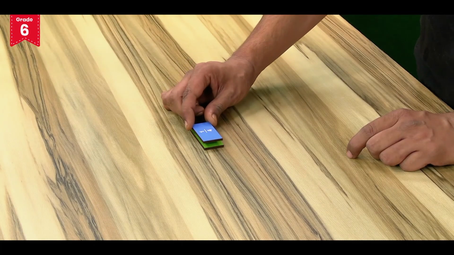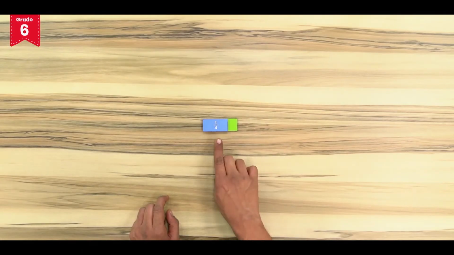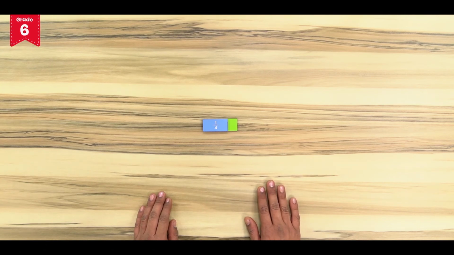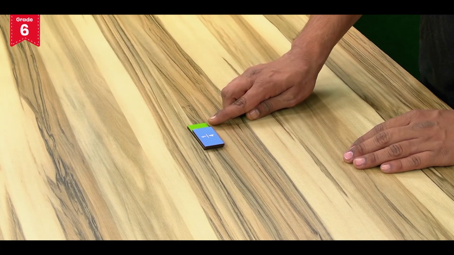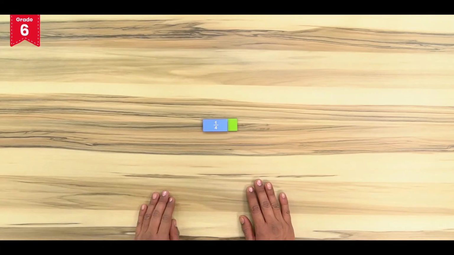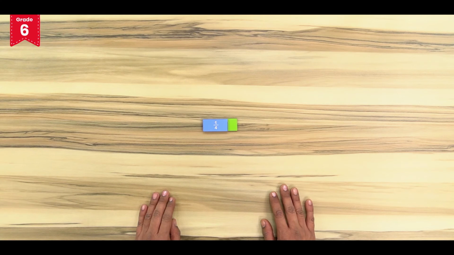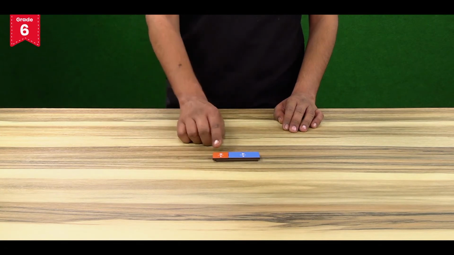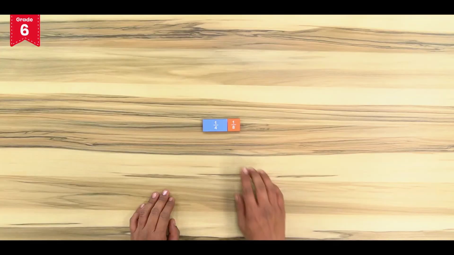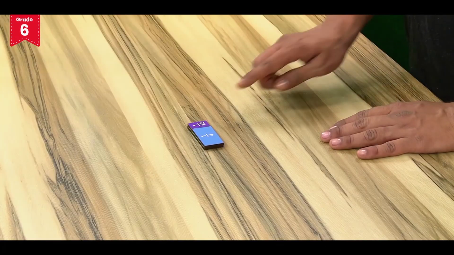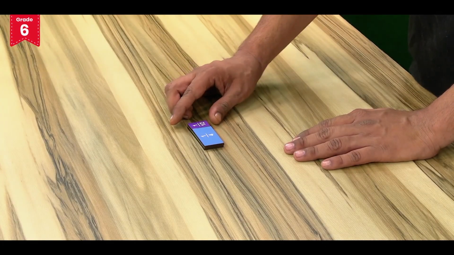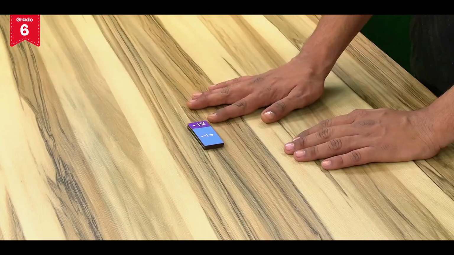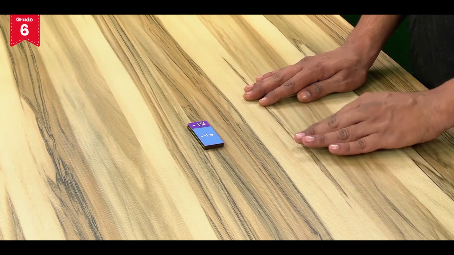Place the blue fraction token representing the fraction 1 by 4 on the green token representing the fraction 1 by 3. Now try to fill the remaining space on the green token using the different combinations or single tokens. Can we fill this space using a fraction token marked with the fraction 1 by 8? No, we cannot. After trying various tokens, we will find that the remaining space on the green token can be filled using the purple token marked with the fraction 1 by 12.